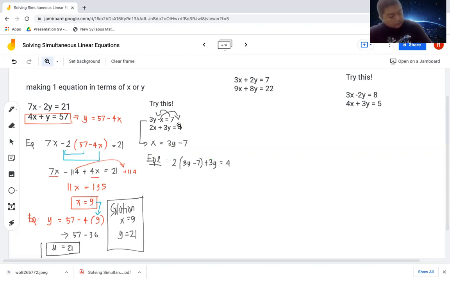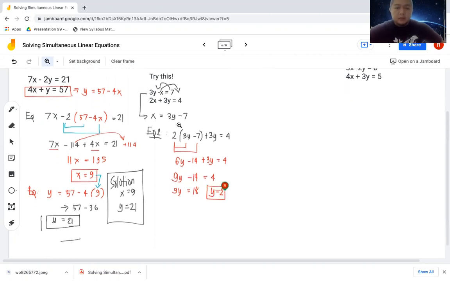Okay, so from here, what we now do is distribute these values. So this is going to give us 6y minus 14 plus 3y is equivalent to 4. So we solve for the value of y: 9y minus 14 is equivalent to 4, and 9y is equivalent to 18. So that would give us y as equivalent to 2.